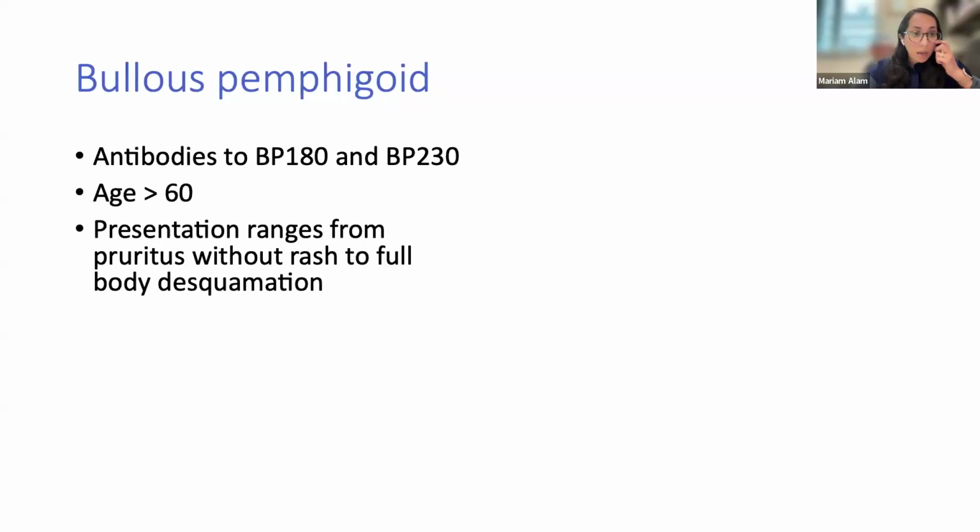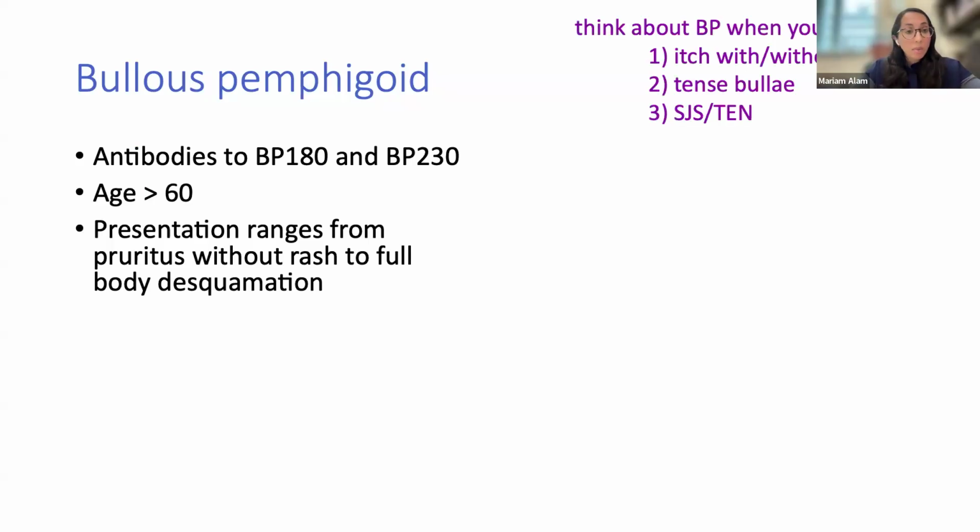So bullous pemphigoid, as I'm sure you all know, is caused by antibodies to the BP180 and BP230, which are kind of links at the hemidesmosome, so connecting the epidermis to the dermis. It is most common in people older than 60, and the presentation can really range from just generalized pruritus, like we were talking about, to full body desquamation. So I think about BP anytime I have an older patient who has itch without rash, anyone with tense bulla, and then anyone with SJS/TEN.